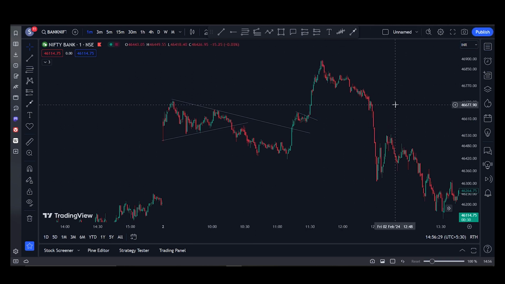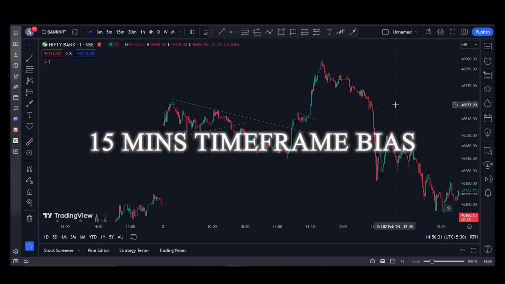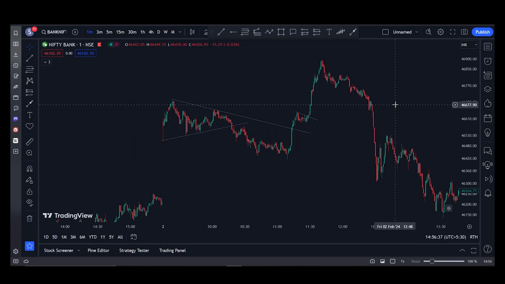So remember traders, always look at the 15-minute time frame bias to analyze what the bias for the day is, whether it is going to be bullish or bearish, and based on that decide the direction for that day.